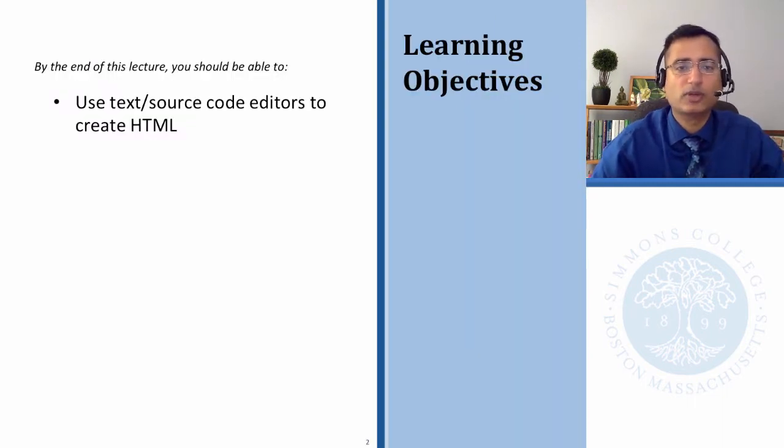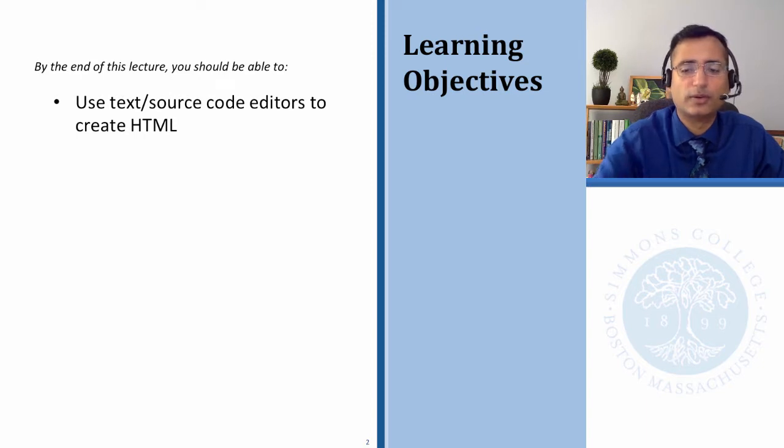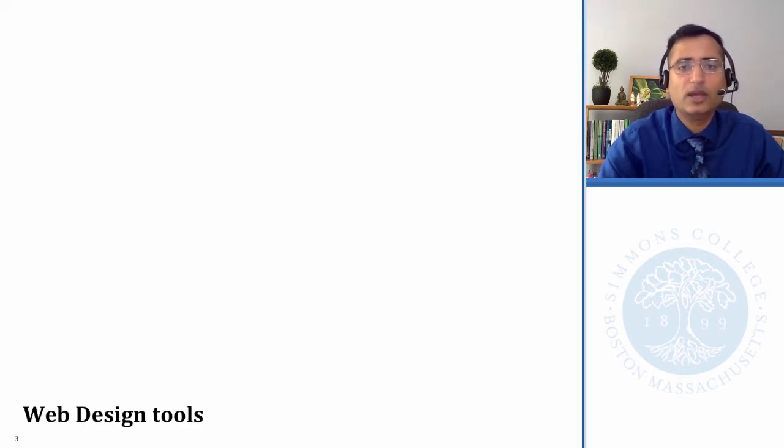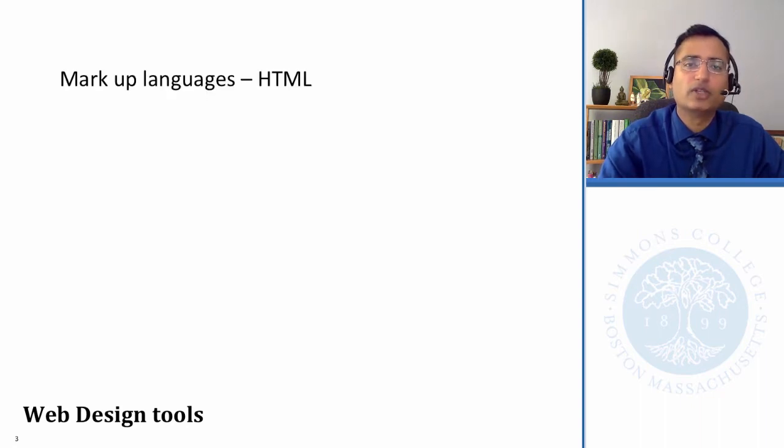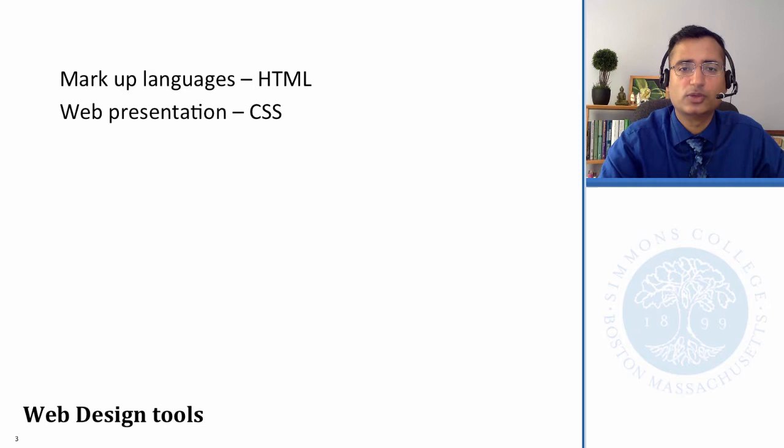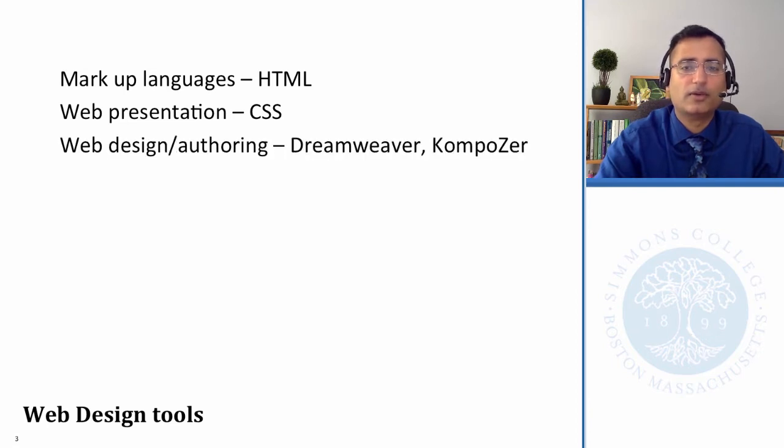So in this module, we are looking at using text or source code editors to create HTML. So HTML is the focus of what we're looking at right now. When we think of web design, there are various kinds of web design tools. You have markup languages like HTML, and in the latest version, it's HTML5. And then you have web presentation or styling tools, and this is the cascading style sheets that you create.